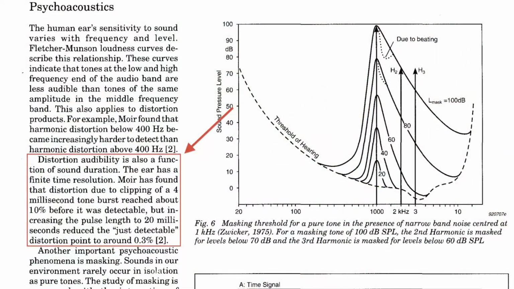Will's going to put up the website. It's like the third or fourth one, but there's a lot of good information here, and we're not going to delve into that today. But if you notice, basically he says that Moyer has found that distortion due to clipping of a 4 millisecond tone burst reached about 10% before it was detectable, but increasing the pulse length to 20 milliseconds reduced the just detectable distortion point to around 0.3%. Think about that. That's a pretty bold statement.